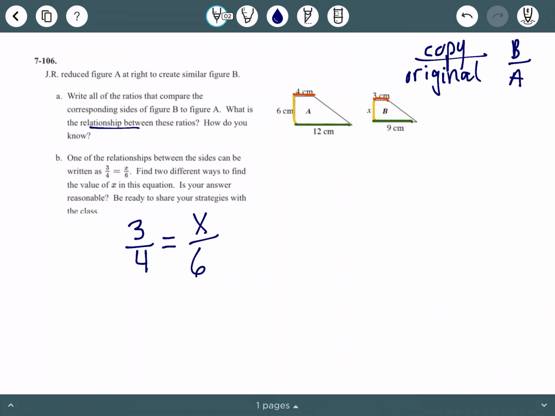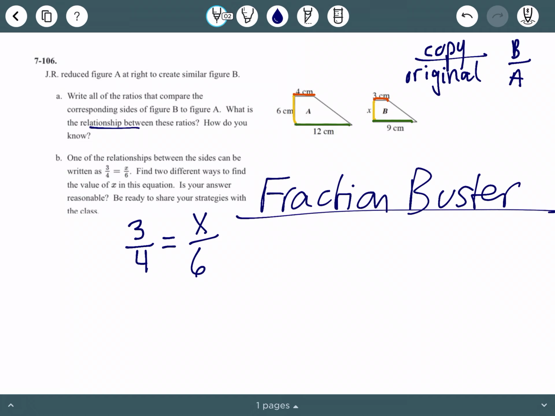All right, so let's take a look at this. I'm going to try my fraction buster method first, I think. So this is my first method. Now, I see that I have denominators of 4 and 6, and I know that to do the fraction buster, I need to multiply by a common denominator. Well, I know 4 times 3 gives me 12 and 6 times 2 gives me 12, so I'm going to multiply by 12 over 1.